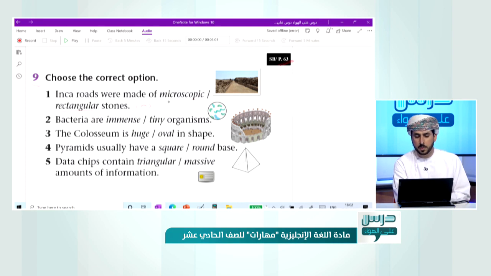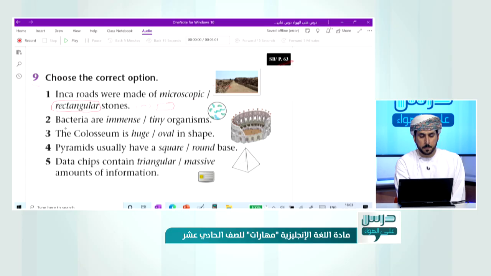Can we say, for example, microscopic stones? The stones that are impossible to see unless you use a microscope. And this picture can make it clear for you to figure out the answer. So the answer, of course, is rectangular stones, because here we are describing the shape of the stones that were used in order to make the Inca roads. So the answer is rectangular.